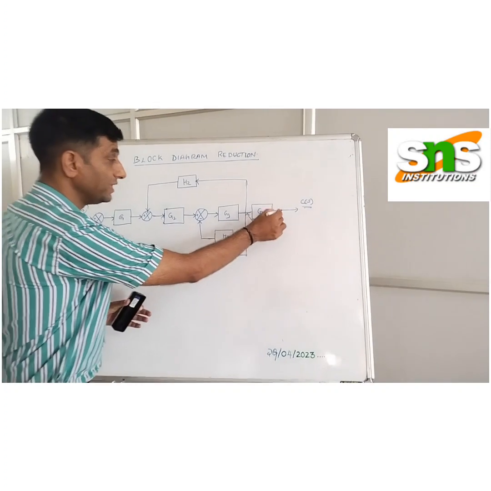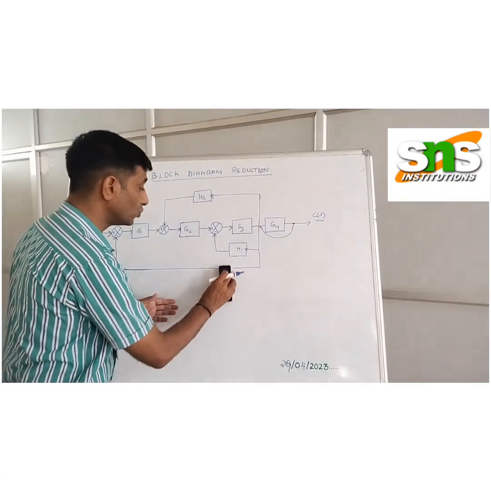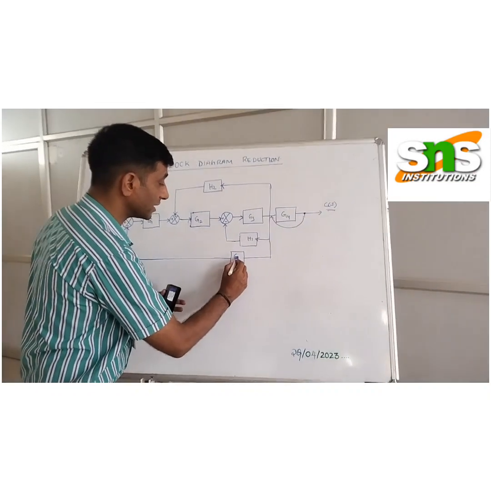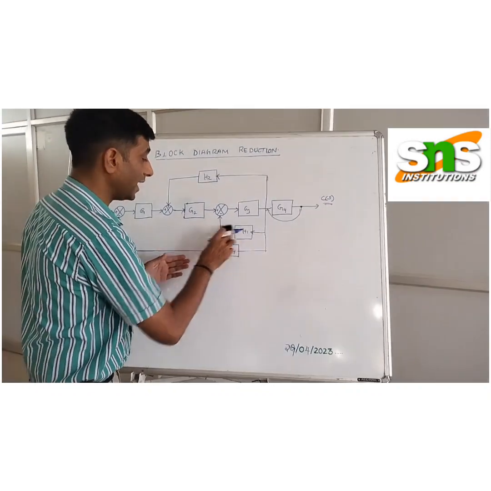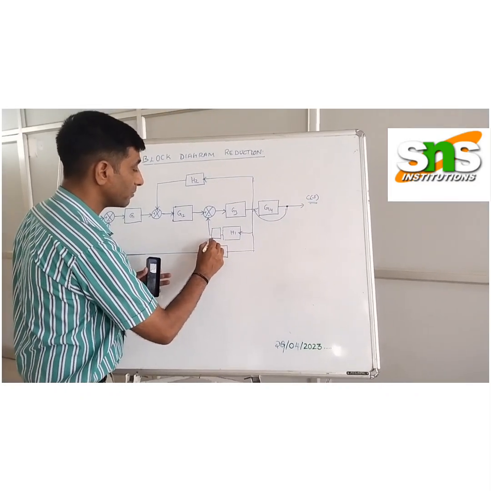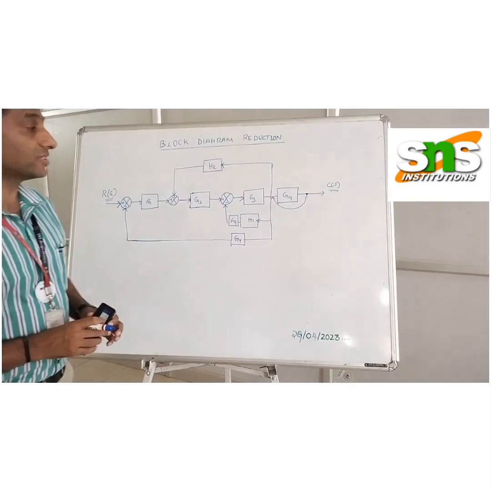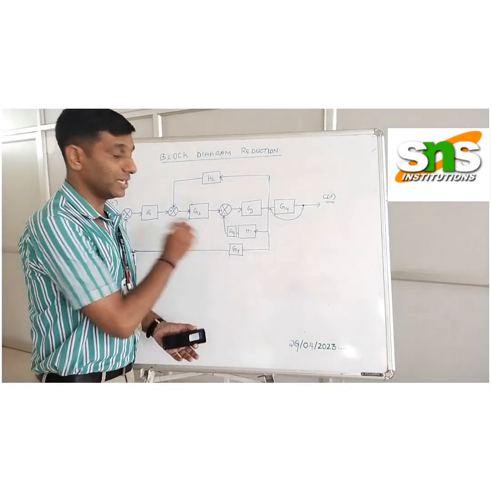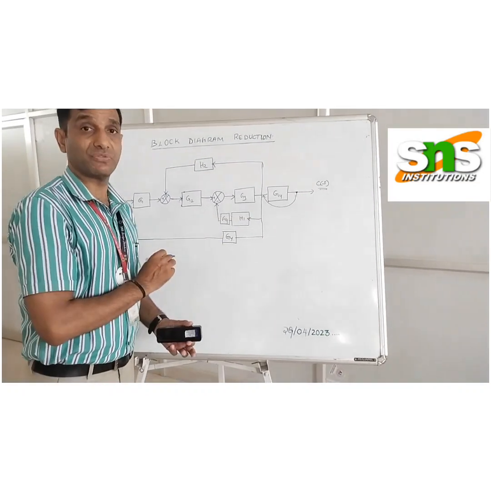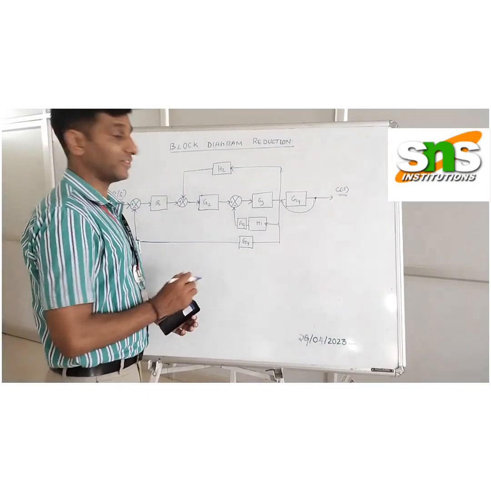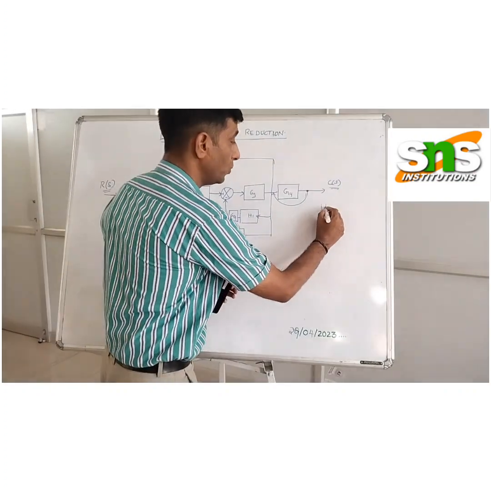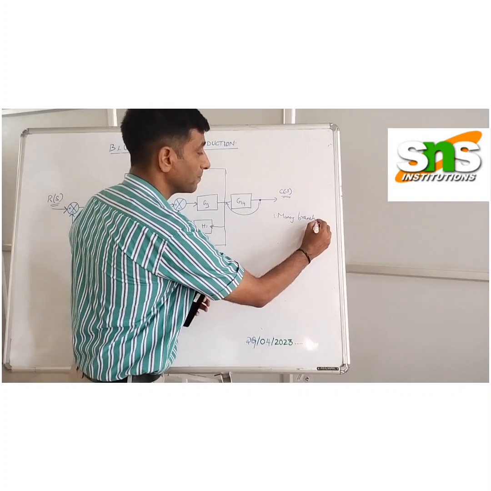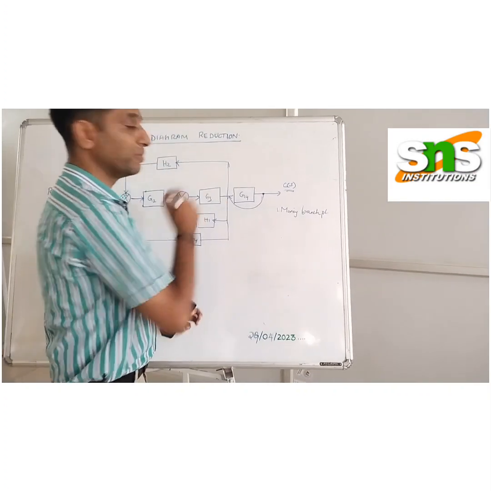While moving the branch point before a block, whichever block I am moving over, I have to include that block over here, that is G4, and here again I will include my block G4. So this is the rule, moving a branch point before the block. So I have included the two blocks in their feedback path. This is my first rule, that is moving the branch point before the block.